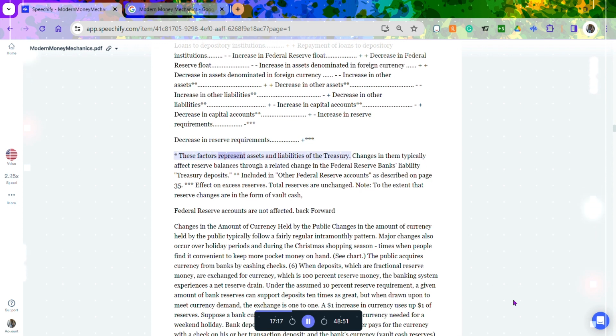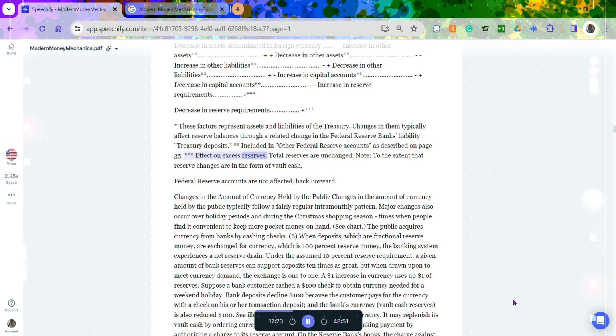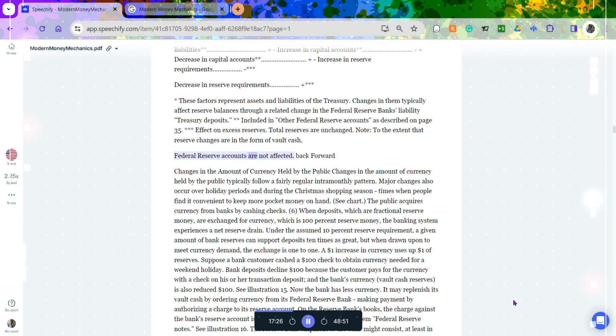Asterisk: these factors represent assets and liabilities of the Treasury. Changes in them typically affect reserve balances through a related change in the Federal Reserve Bank's liability, Treasury deposits, included in other Federal Reserve accounts as described on page 35. Effect on excess reserves: total reserves are unchanged. Note, to the extent that reserve changes are in the form of vault cash, Federal Reserve accounts are not affected.